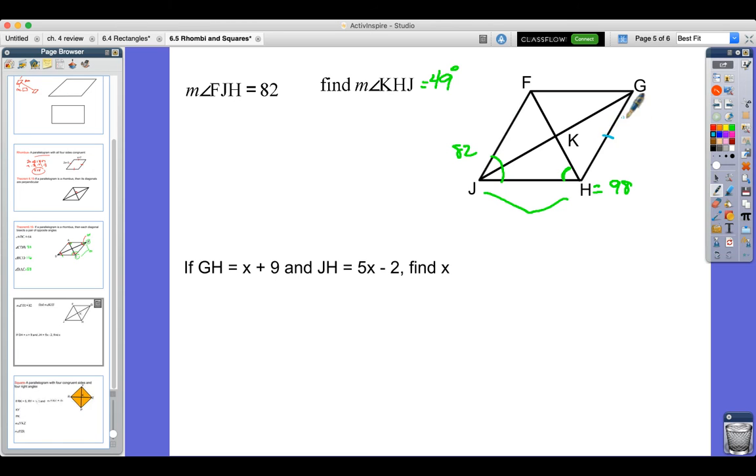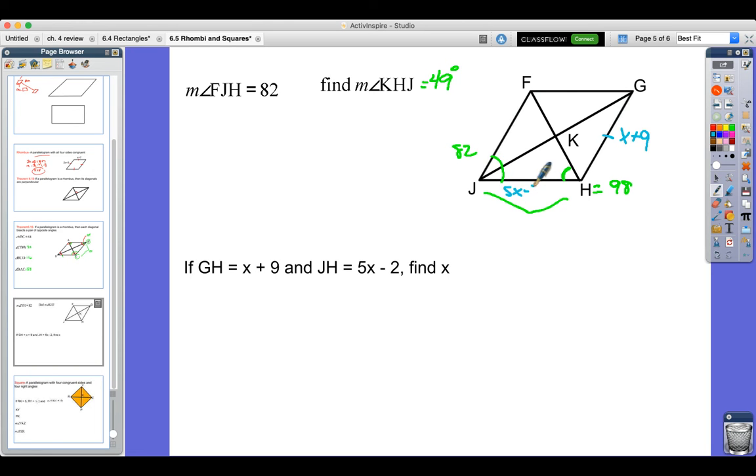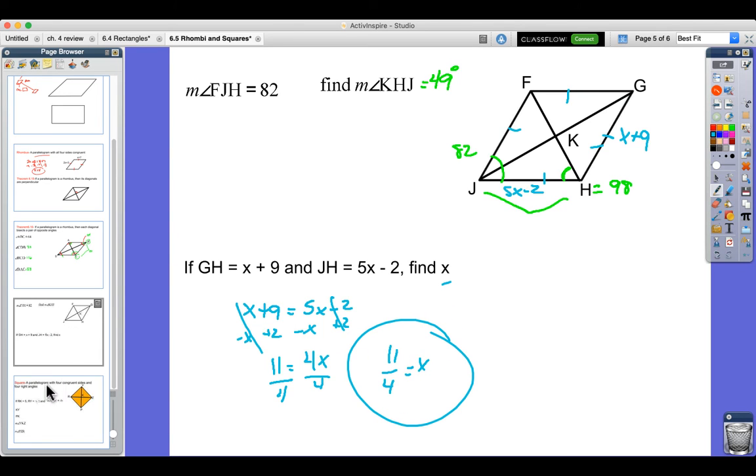All right, to add on to that, still using the same figure, GH right here is x plus 9. JH right here is 5x minus 2. What is the value of x? Again, all four sides of a rhombus equal each other. So then both of those will equal each other. X plus 9 equals 5x minus 2. So minus x, plus 2, plus 2, leaving me 11. 9, 10, 11, yeah, 11 equals 4x, divided by 4. 11 over 4 equals x. Totally acceptable answer.